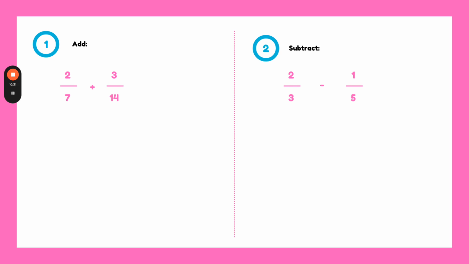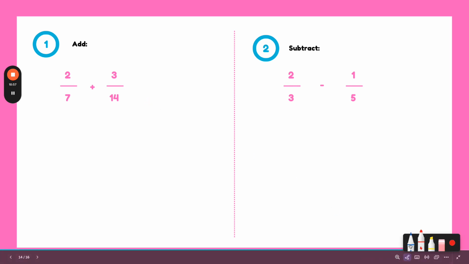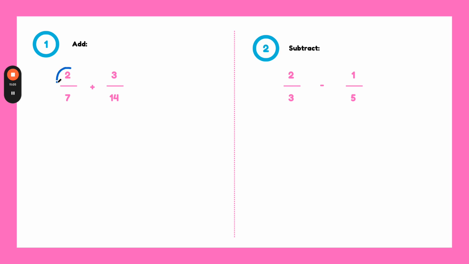Okay, so hopefully you've had a go at the two questions. So let's look at each one and walk through each of the steps. So our first question asks us to add 2 over 7 plus 3 over 14. So let's work this one out together. So we have two different fractions, 2 over 7 and 3 over 14.